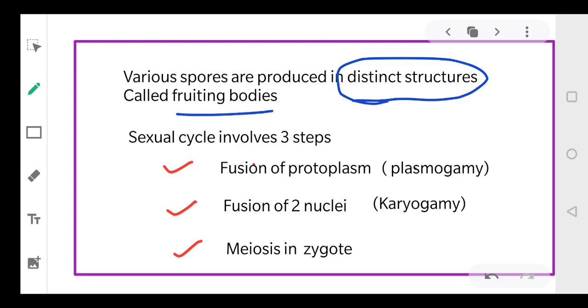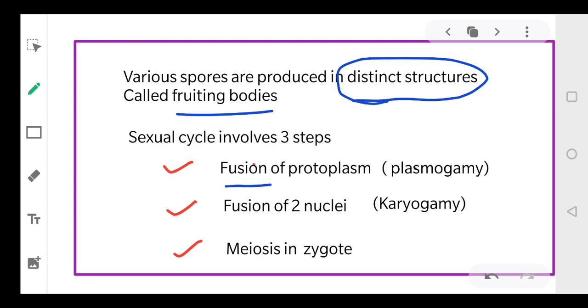So spores are present inside a fruiting body. So the fruiting body is nothing but a collection of spores. Okay, it is a collection of spores. And the sexual cycle in case of fungi involves 3 steps.